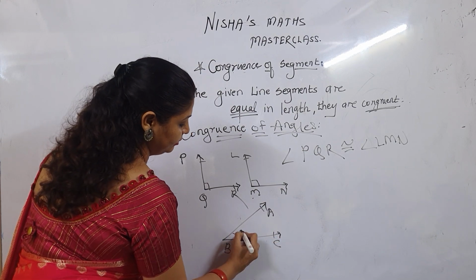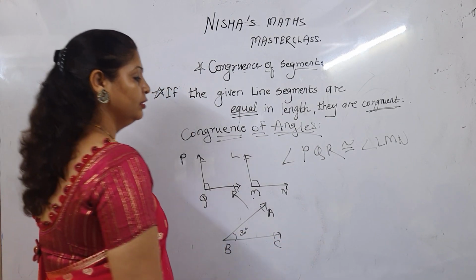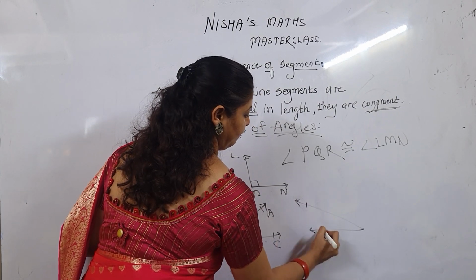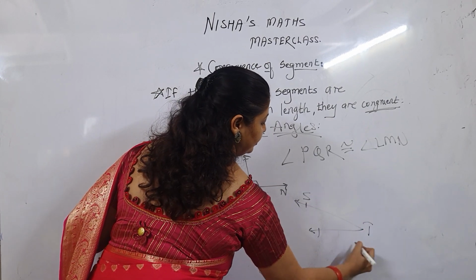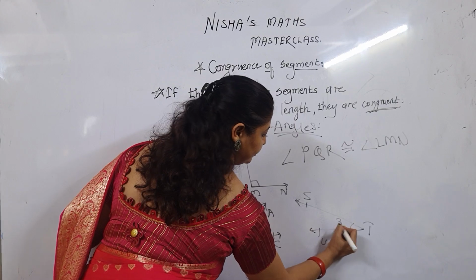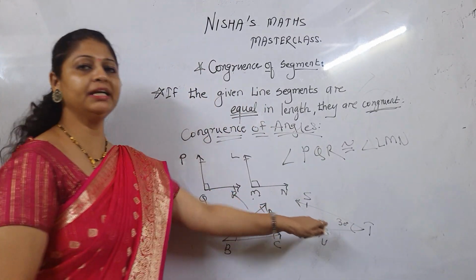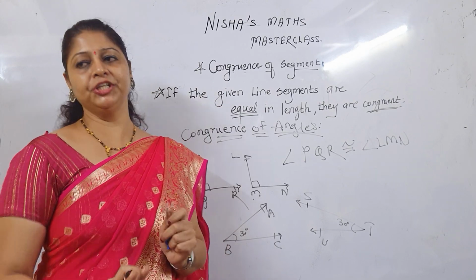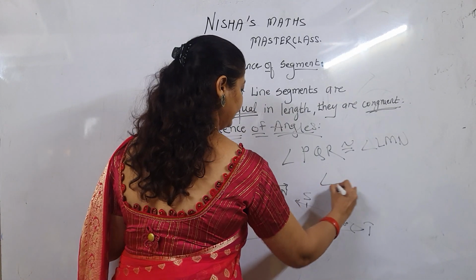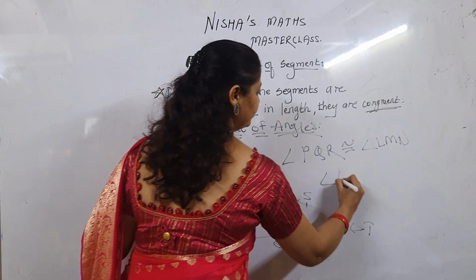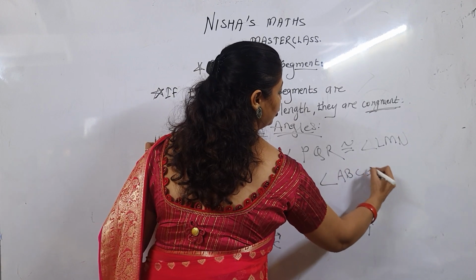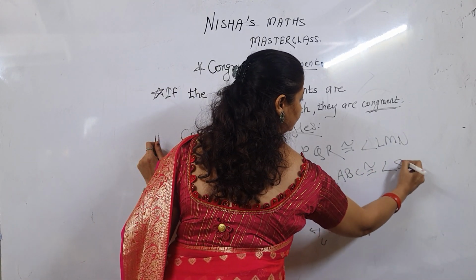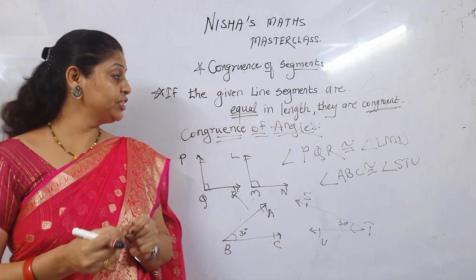Same like, for example, I draw one angle ABC, 30 degree. Again, one other angle which I draw is STU, and this is also 30 degree. So the same measurement is there, correct? Therefore, both angles are congruent with each other. So how to write it? Angle ABC congruent, this is the sign of congruent, angle STU. Got my point, children?